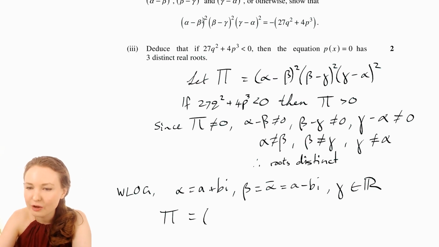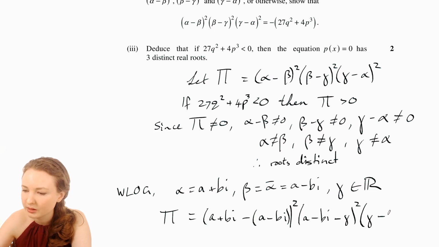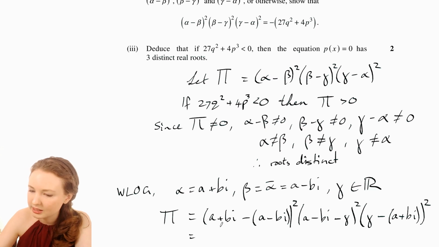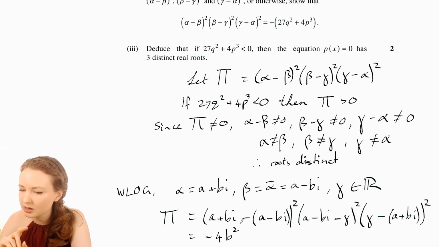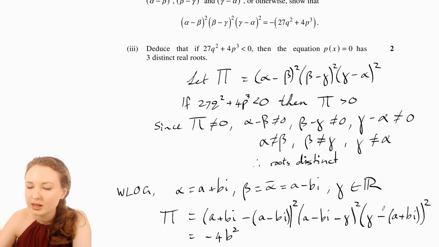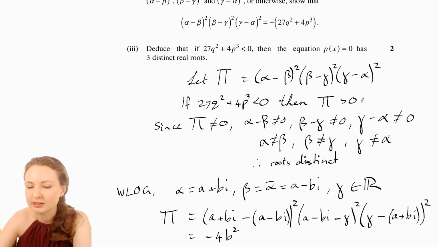So we've got alpha minus beta squared times beta minus gamma squared times gamma minus alpha. Now, in this part, the a's cancel, and we're just left with 2bi, and that's squared, so that'll make negative 4b squared. So we're expecting that this part here is going to be real and positive, because that's going to give us the contradiction that's going to make this negative.